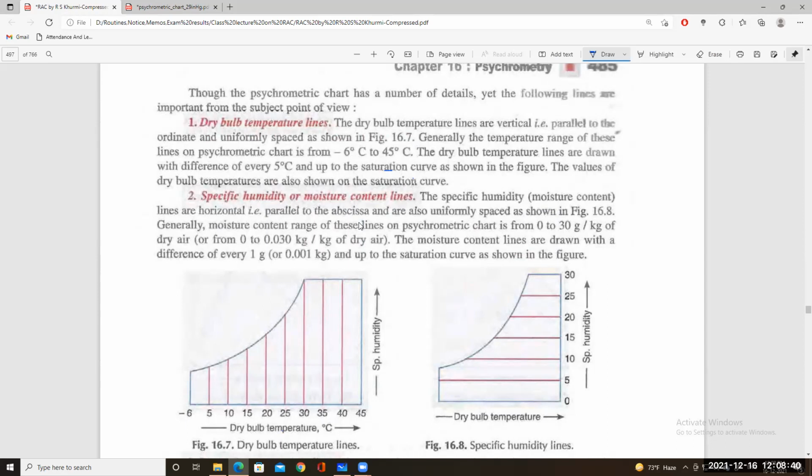Next, specific humidity or moisture content. The specific humidity lines are horizontal, that is, parallel to the abscissa. These are the specific humidity lines or moisture content lines. They are horizontal, parallel to the abscissa, non-uniformly spaced, as in figure 9, specific humidity.